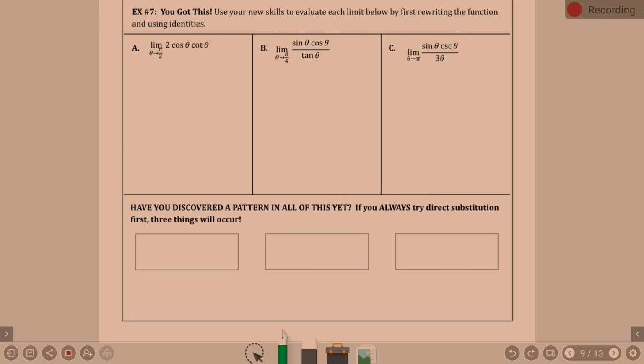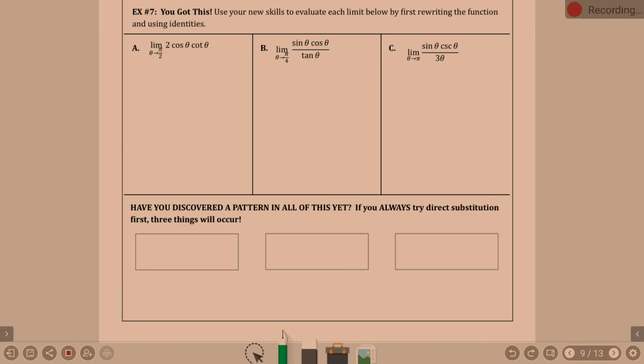Having the identities memorized here instead of relying on the paper. Yep. Okay, use your new skills to evaluate each limit below by first rewriting the function and using identities. I may need to dig out the purple paper sooner than later, but I think we'll try this.